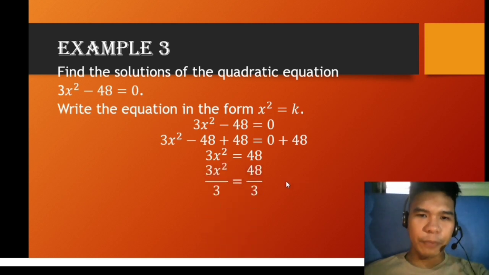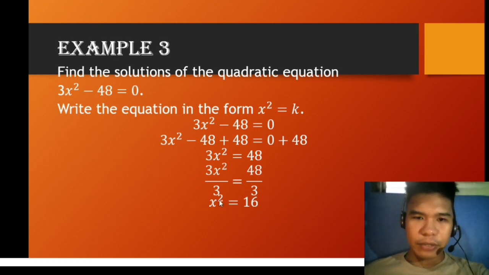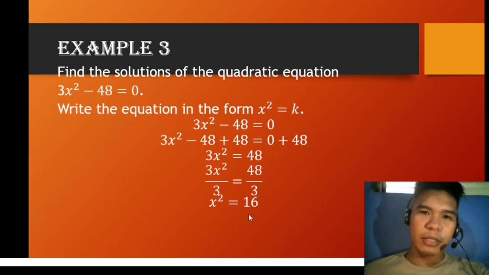So that will become 3x squared divided by 3 equal to 48 divided by 3. So the left side now will become only x squared since 3 divided by 3 is now only 1. So we have here x squared. And then we divide the right side. 48 divided by 3 is 16. So as you can see now, x squared equal to 16 is now in the form x squared equal to k. So we are now ready to extract.